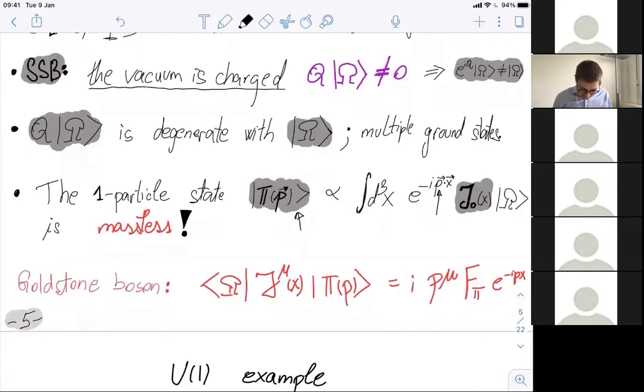So the conserved current acting on the vacuum creates a pion. That is proportional to this F pi, which is the pion decay constant and will come often in this lecture. And to match the Lorentz structure, there is the momentum of the pion.